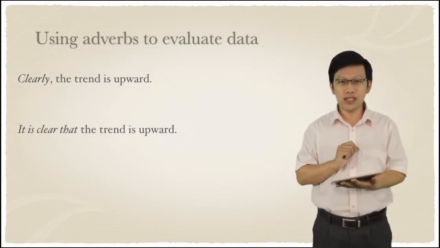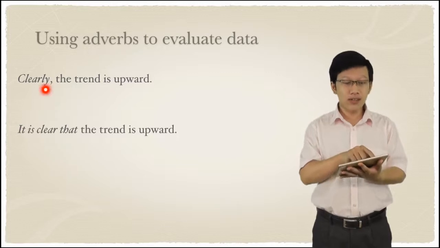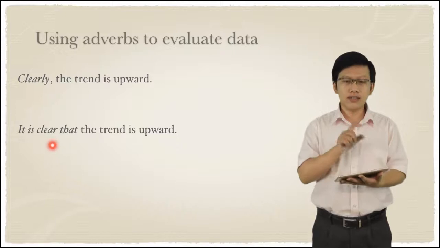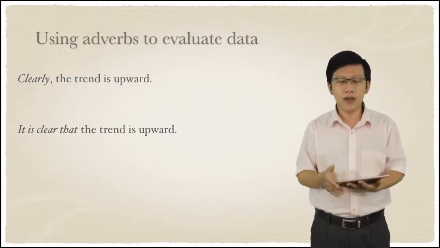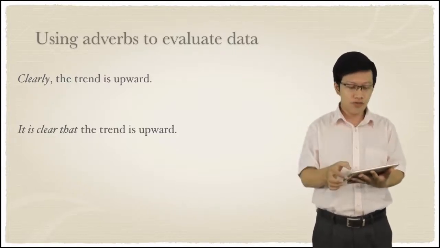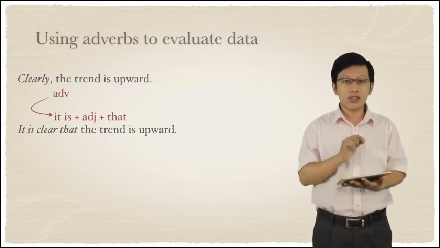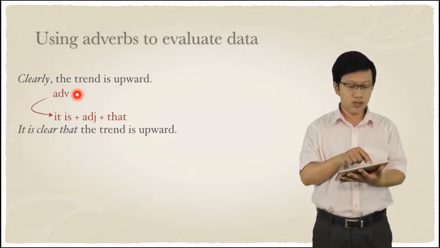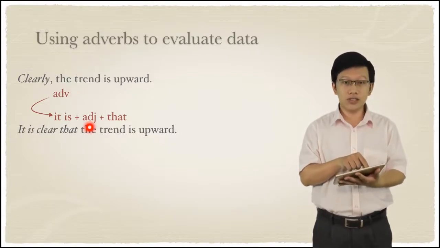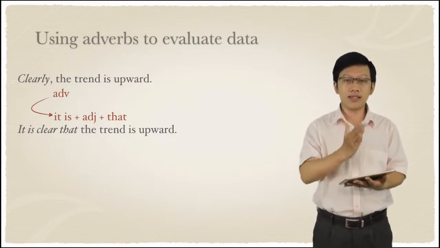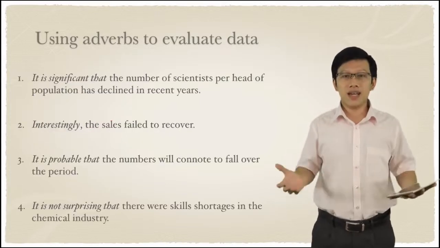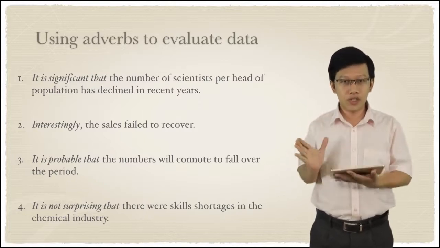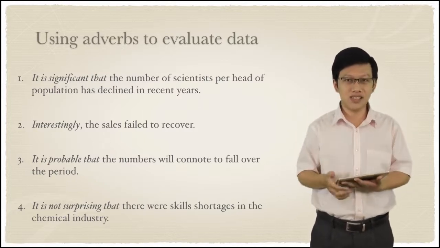Now I have two sentences for you to take a look at first. Clearly, the trend is upward. It is clear that the trend is upward. These two sentences mean the same thing, but I have just changed the structure from the adverb to a structure with the adjective. So you can go from the adverb and change that to it is plus the adjective plus that. Clearly, it is clear that. Now I'm going to have some adverbs and some sentences for you to do. Apply what you have just taken a look at and do these sentences for me.